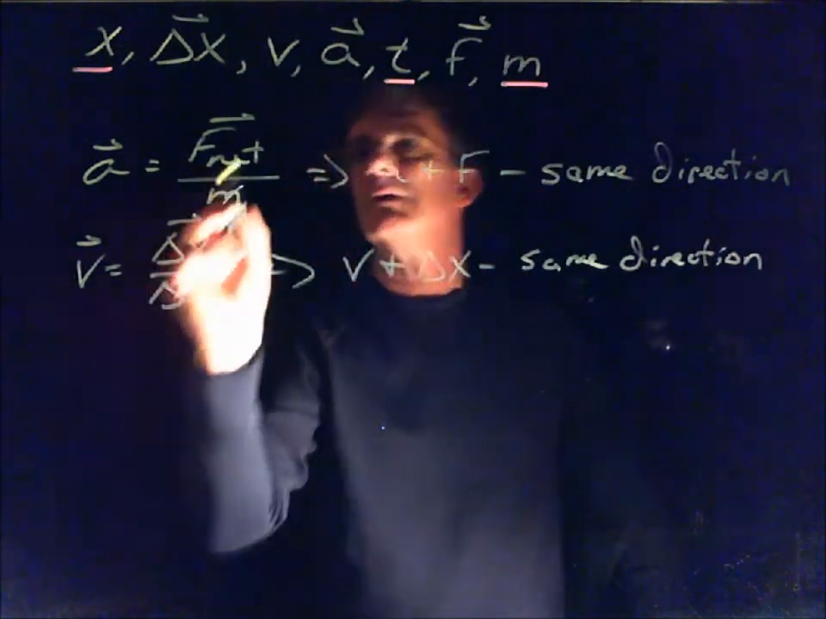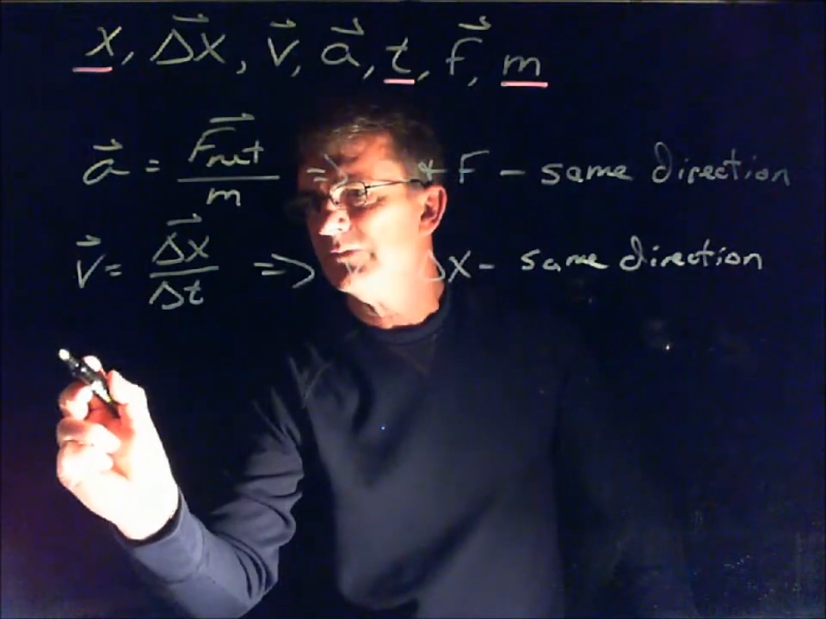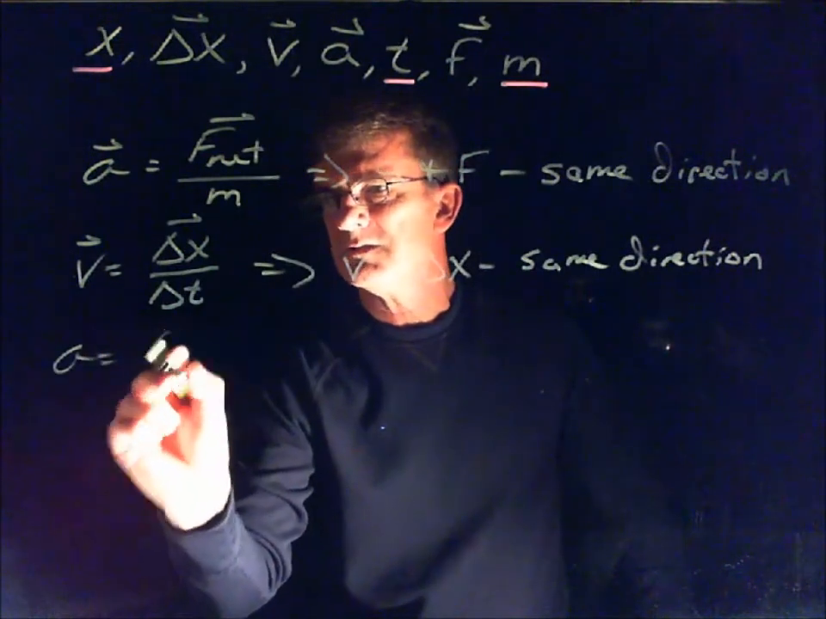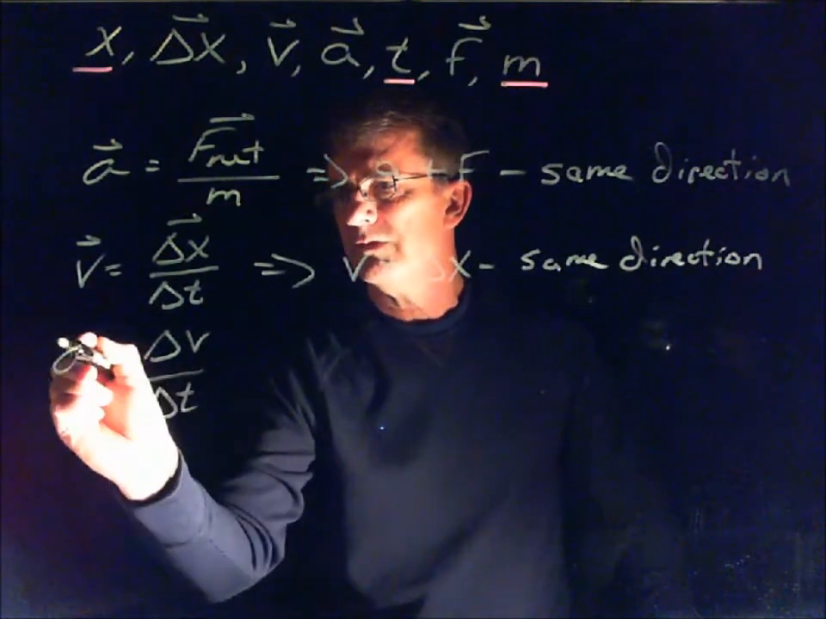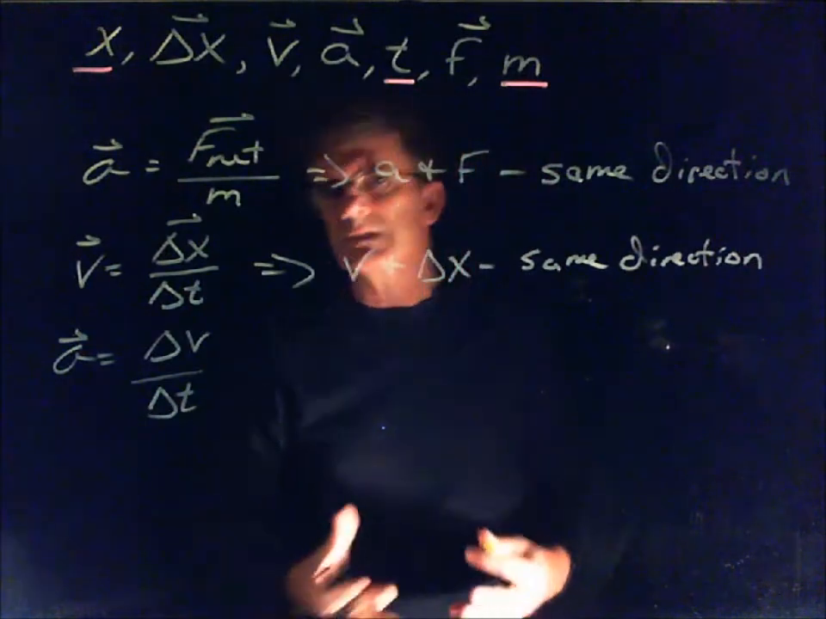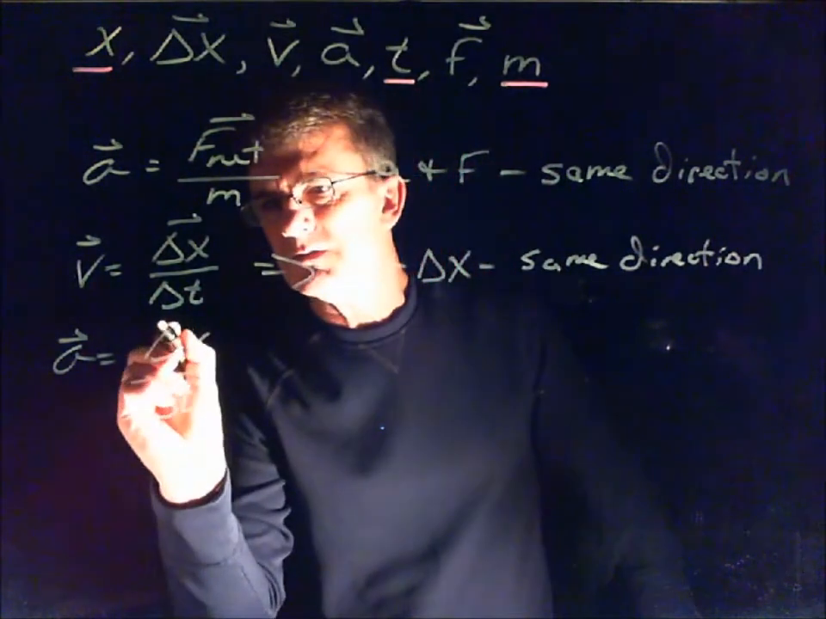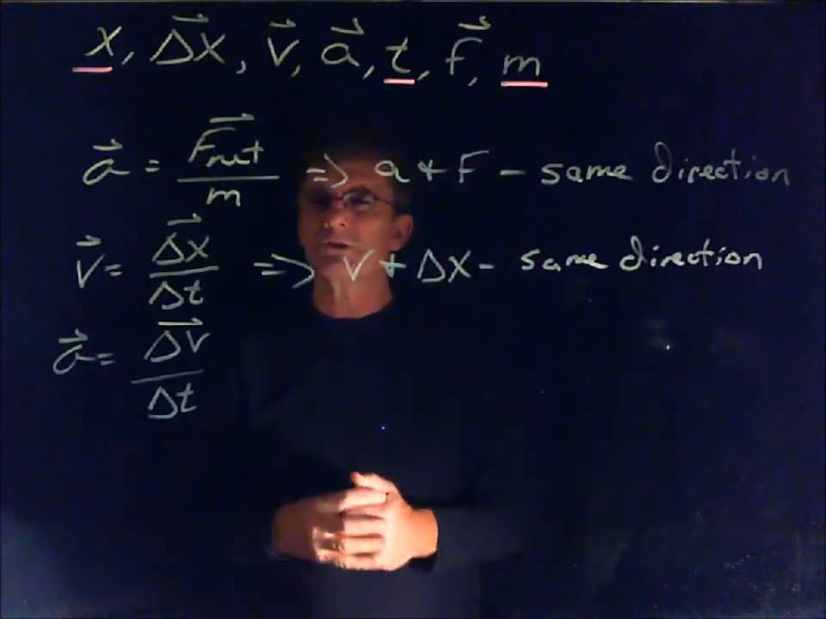Acceleration, and so velocity is also a vector. Acceleration is change in velocity over change in time. We know acceleration is a vector, and we know time is not a vector, which means change in velocity is a vector. There's a direction associated with that.